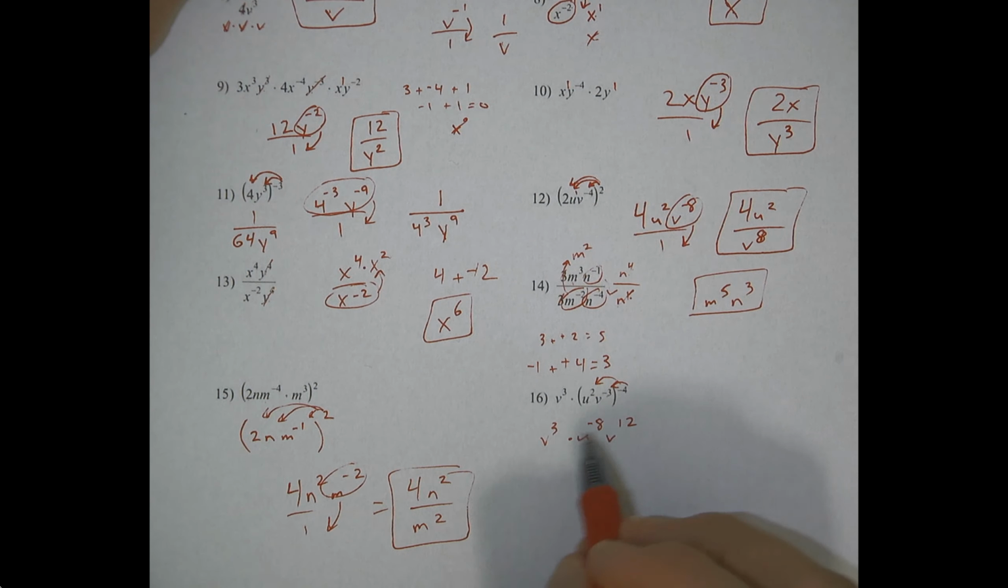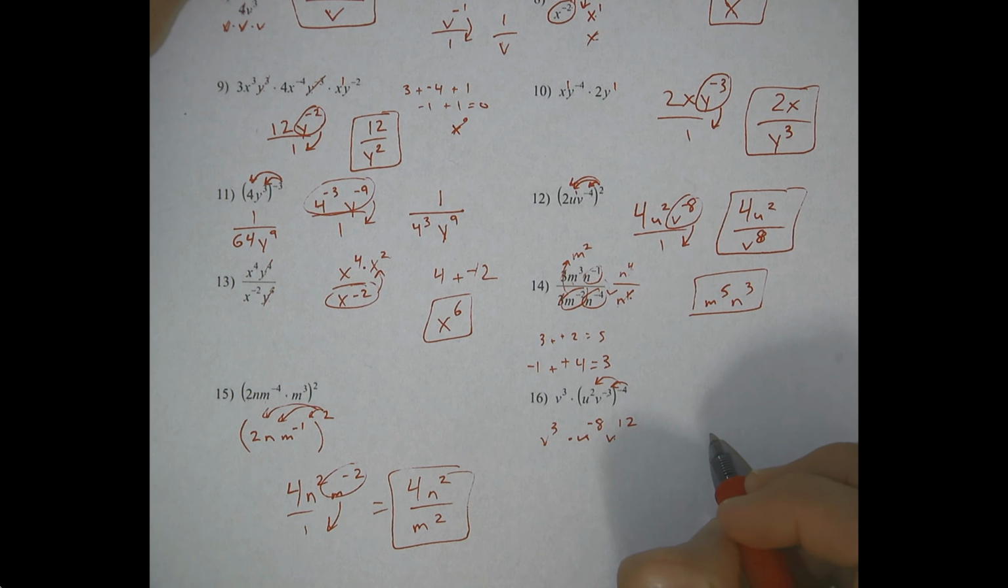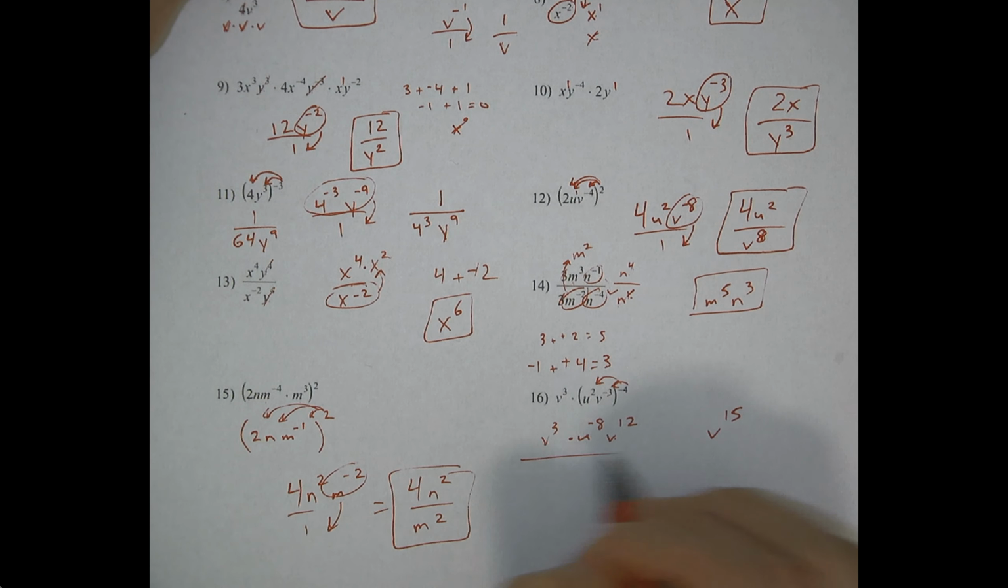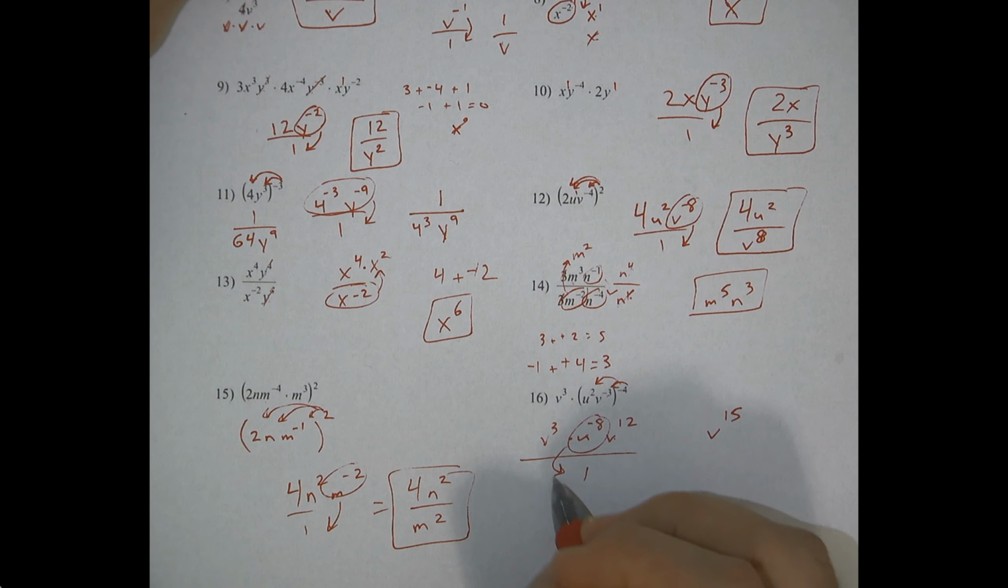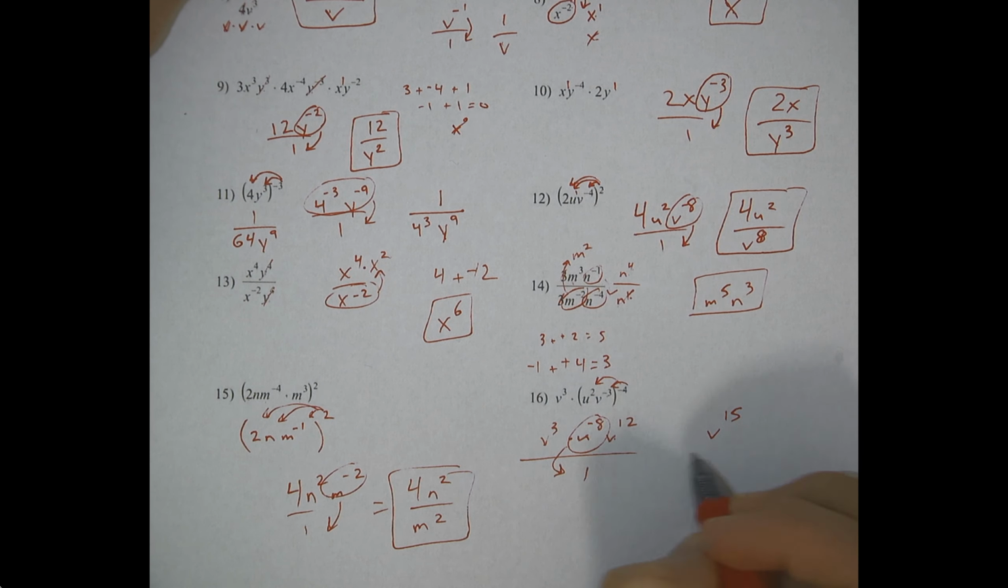Now I can start combining. I've got my v's. That's going to be v to the 15th. And in the process, I need this negative 8 to come to the bottom to become a positive 8. So v to the 15th is up top, u to the positive 8 on the bottom.